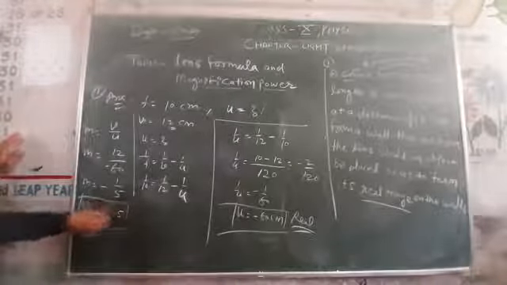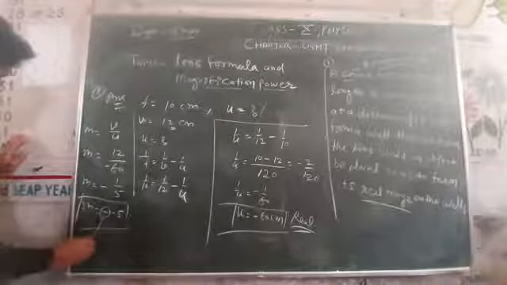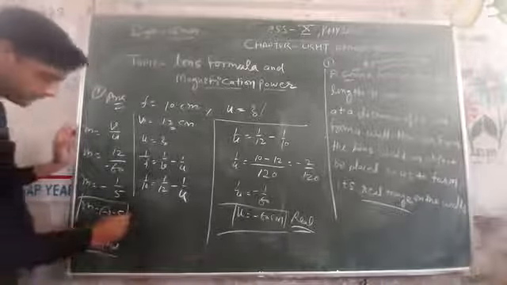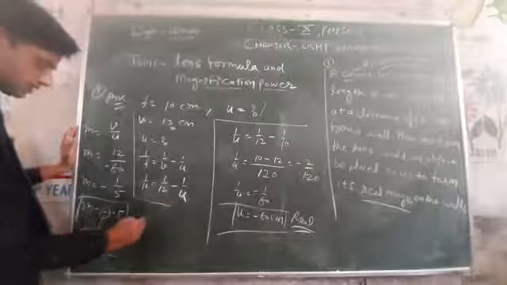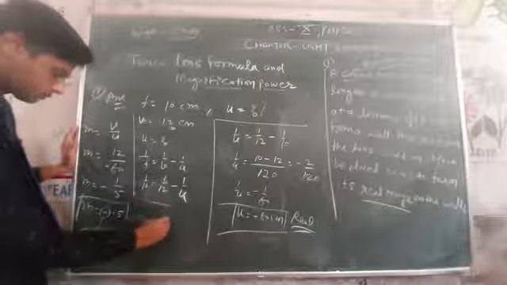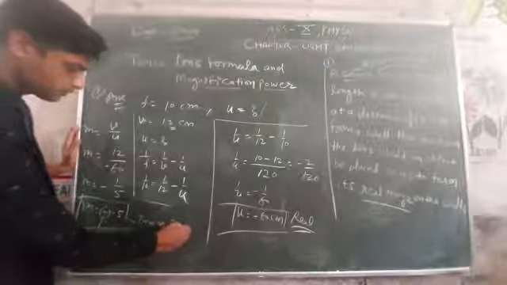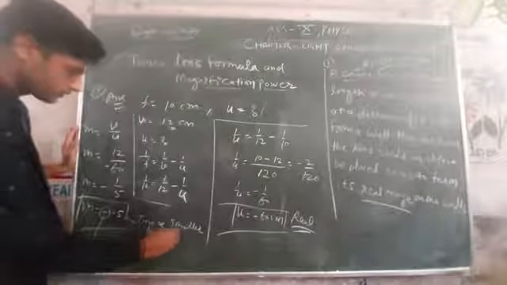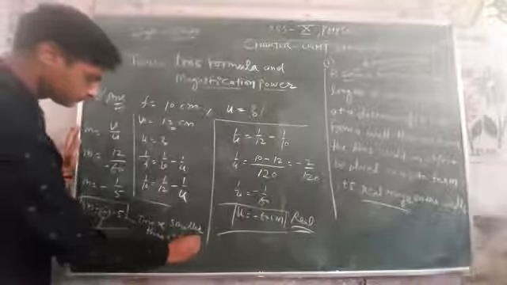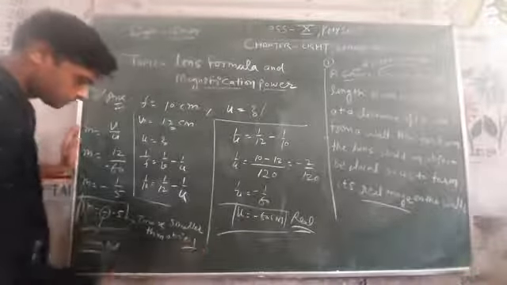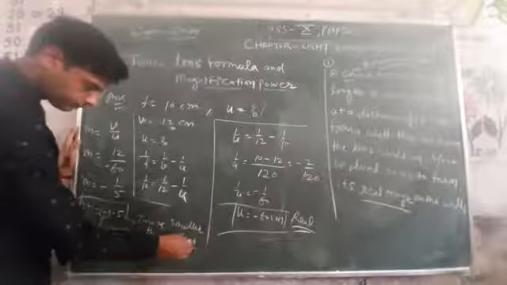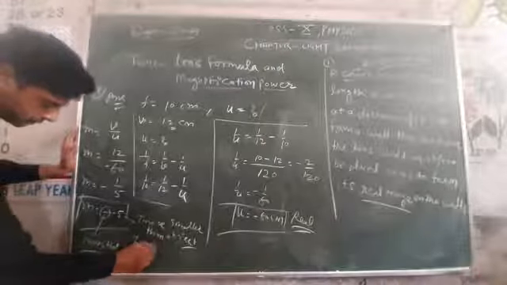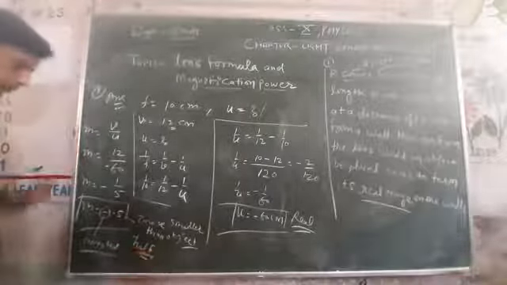As you know, the meaning of minus is that the image is inverted, and 0.5 means the image is smaller than the object. Okay, and you can say half the size of the object.